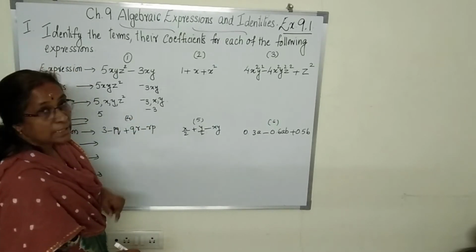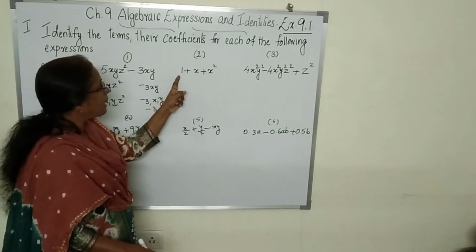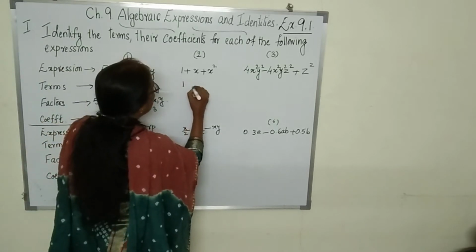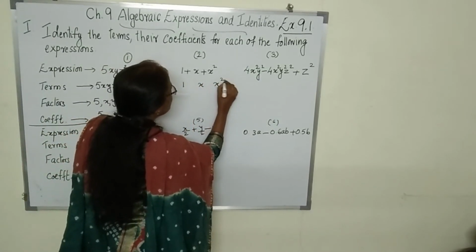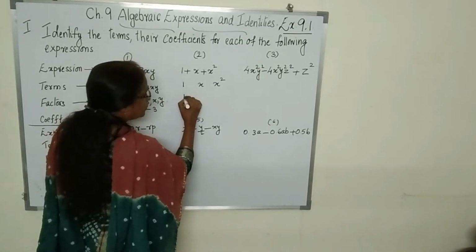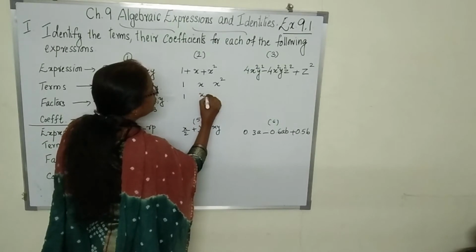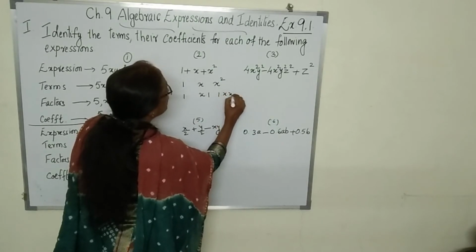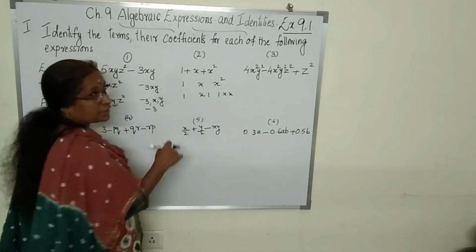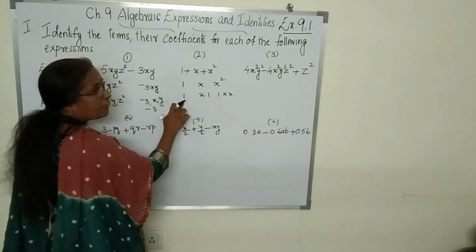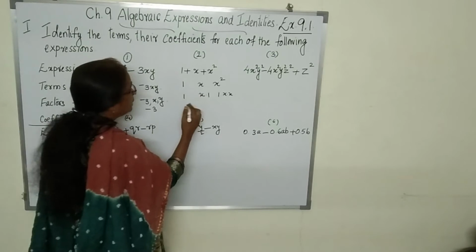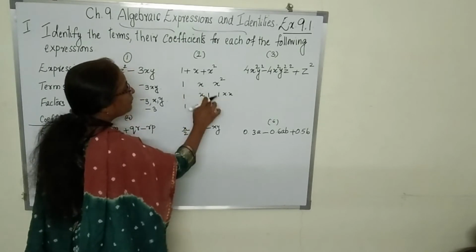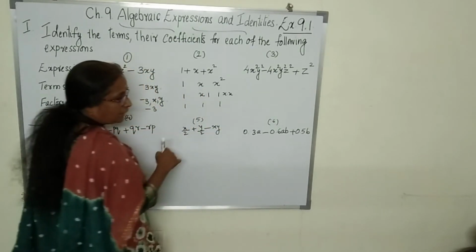Okay. Now let us go to the next question. What is the expression? 1 plus x square. So what are the terms? The terms are 1 and x square. So what are the factors? 1 has only one factor. x square has 1 into x square. Here what are the coefficients? Here it is already 1. It is a numerical term, so the term itself. And here 1. When there is no coefficient given, that is 1. Here also it is 1.